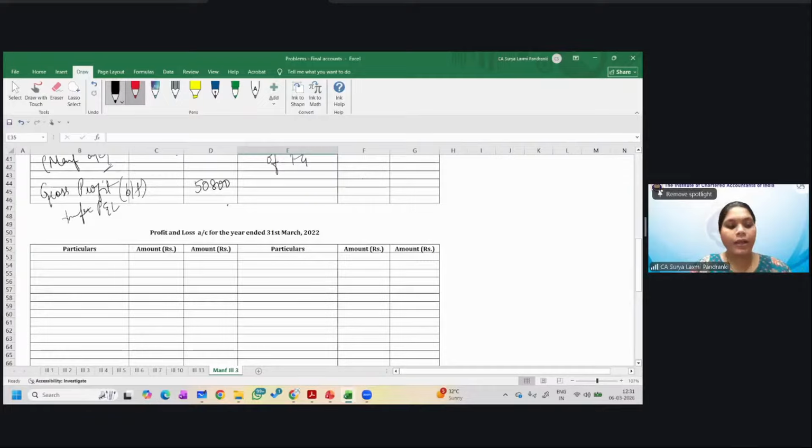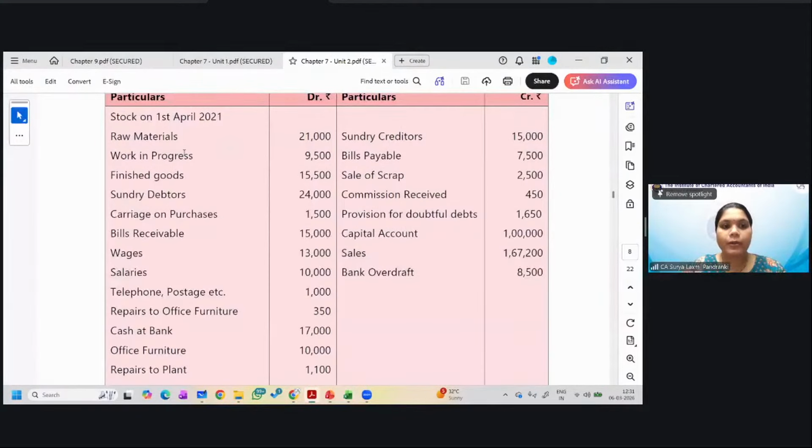I'm transferring this to P&L. Now we'll start doing the P&L statement. Let's go back to the question again. So all the opening stocks are done. These two, raw material and work in progress, were taken in manufacturing. Finished goods were taken in trading account.